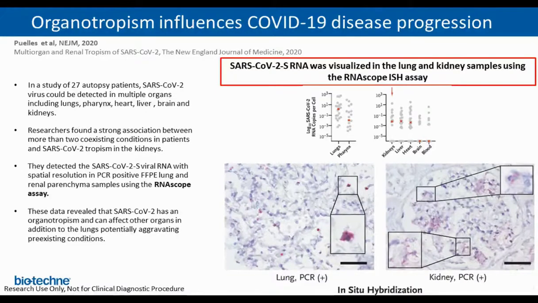Now, they show a strong association between more than 2 coexisting conditions in patients and SARS-CoV-2 tropism in the kidneys. They detected the SARS-CoV-2 viral RNA with spatial resolution in tissues that were tested positive with PCR. They were FFPE lung and renal parenchyma samples, and they used the RNAscope red assay for this. Their results indicated that SARS-CoV-2 had an organotropism beyond the respiratory tract, including the kidneys, liver, heart, and brain, and that organotropism may influence the course of this COVID-19 disease and possibly aggravate some of the pre-existing conditions in the patients that were infected with this virus.